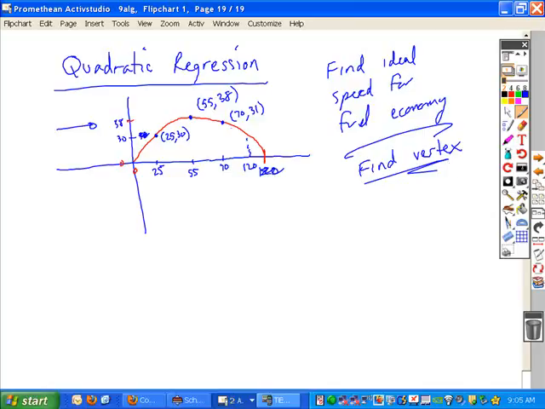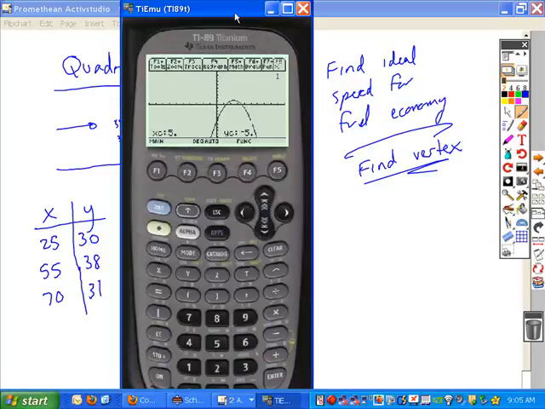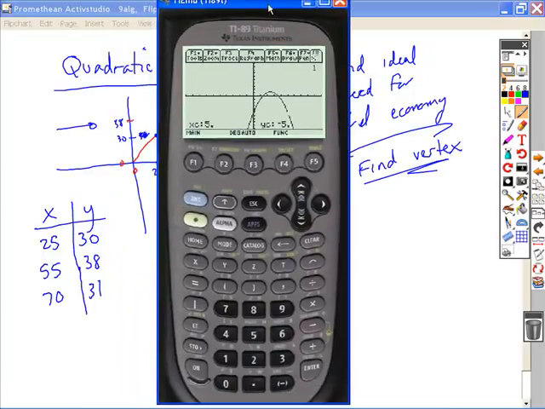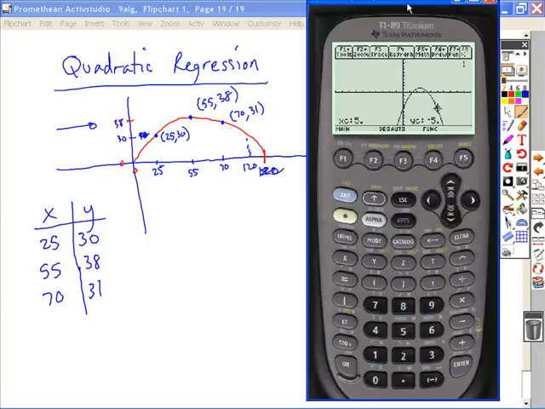So let's talk about how you would do that. And we have these 3 points. If we think of it in a chart, the x-coordinate of 25 corresponds with a y-coordinate of 30. X-coordinate of 55 corresponds with a y-coordinate of 38. And an x-coordinate of 70 corresponds with a y-coordinate of 31. And so if we enter this information, do you guys remember doing our data matrix editor stuff back in like chapter 1.4 and then later maybe in chapter 4 as well?